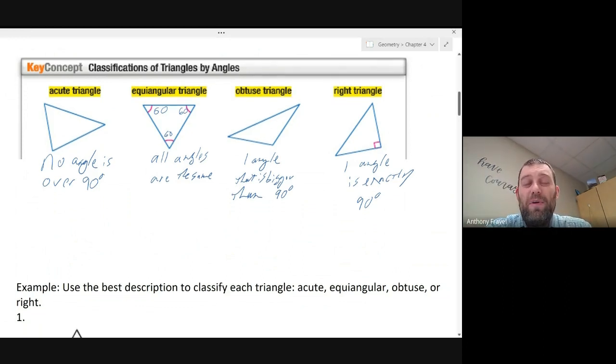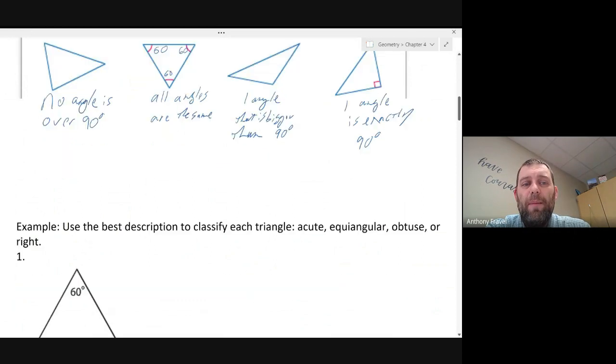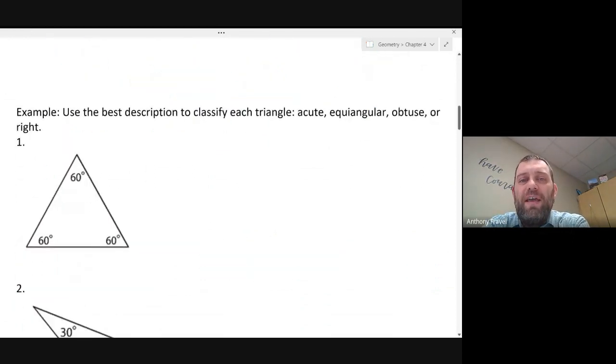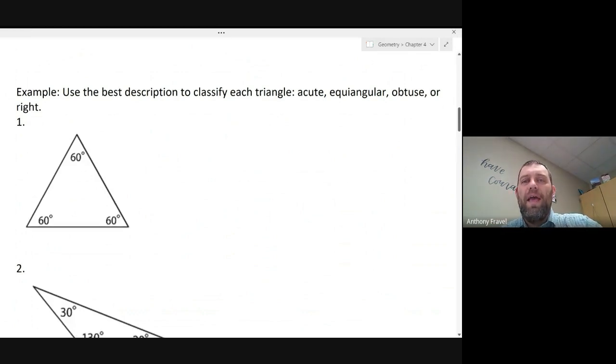So now that we get a good idea of those, I'm going to go down to these angles down here where it says use the best description to classify each triangle. Are they acute, equiangular, obtuse, or right? All right, for number 1, every single angle is the exact same number, exactly 60 degrees. Because of that, this one is going to be equiangular.